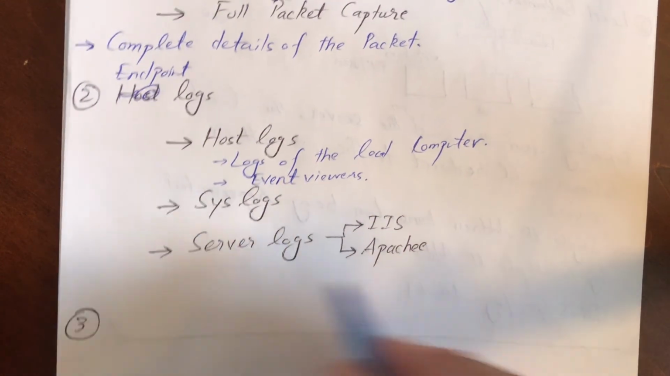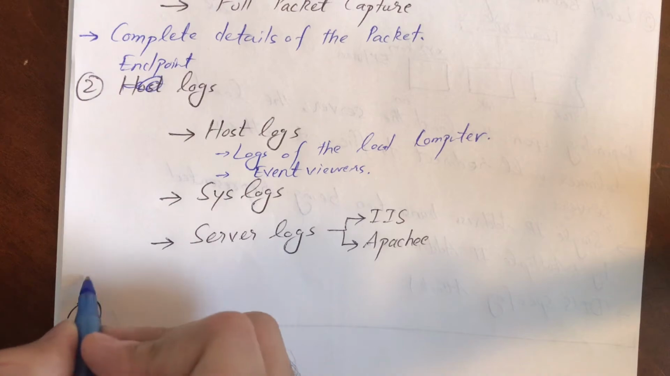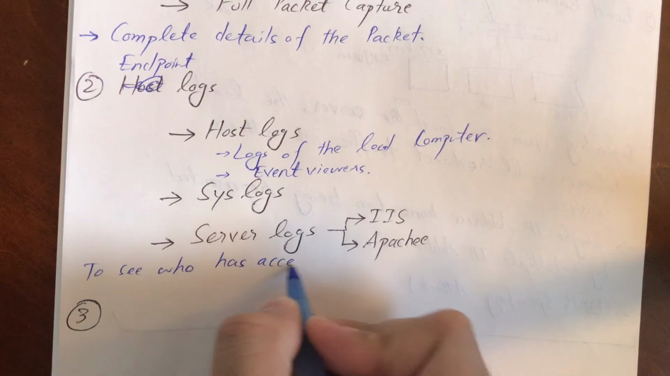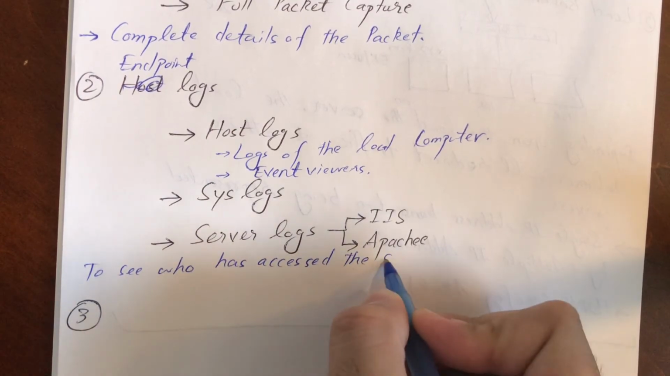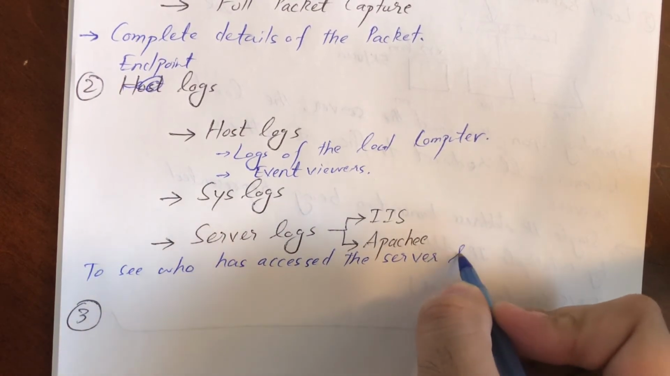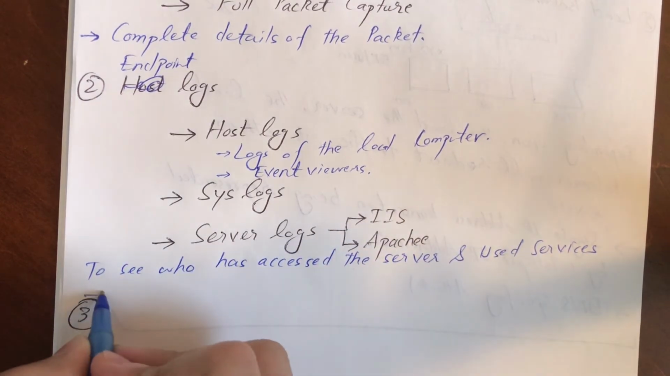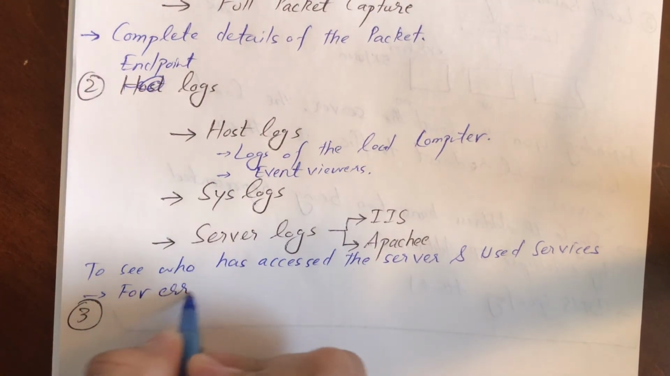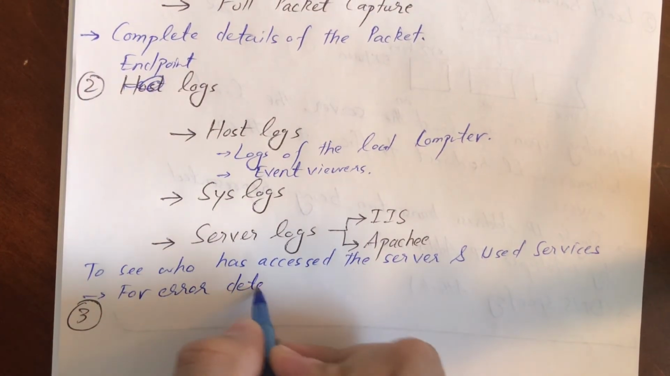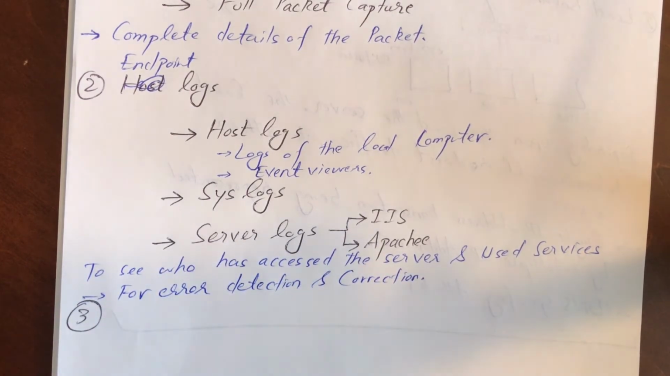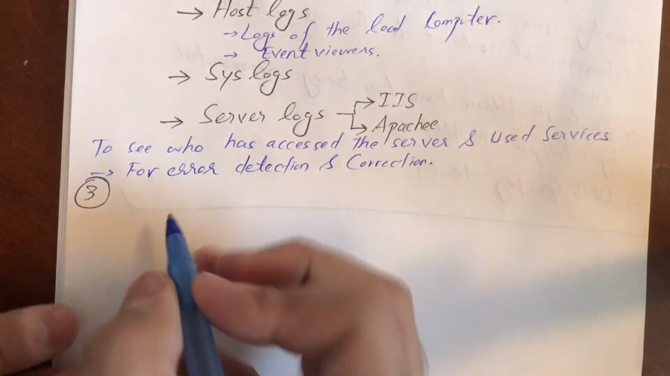Syslog we already talked about. Server logs basically show who has accessed the server and used services, just for error detection and correction. Okay, so this is just event log, type of logs, endpoint logs, and next, as we discussed, is the network logs.